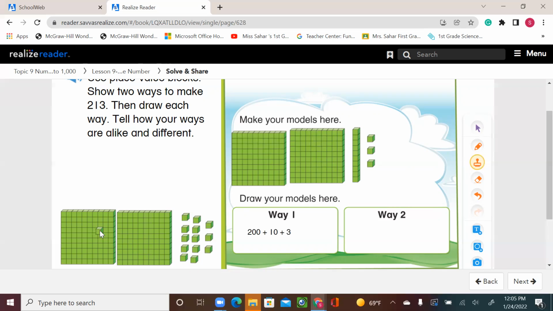So what do I have? 213. So that would be the second one. I have still 200 plus 13. And put it here, so it's going to be 213.